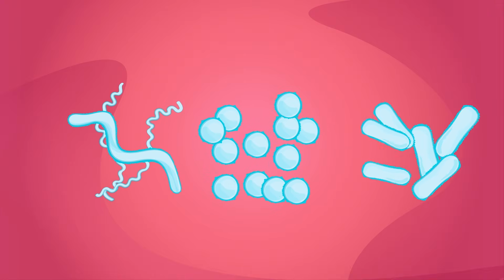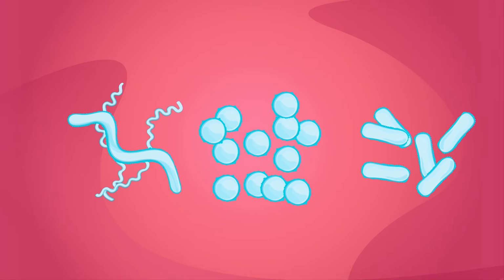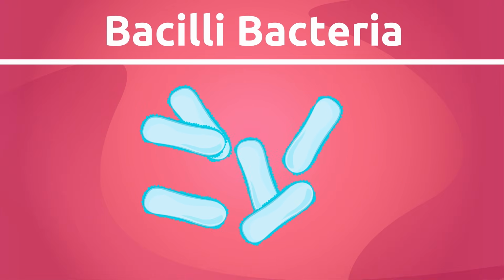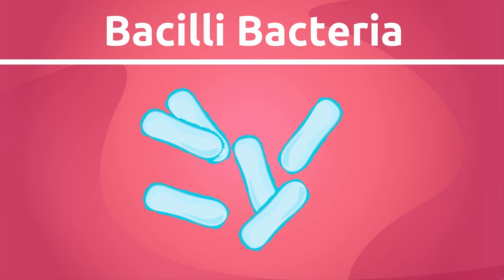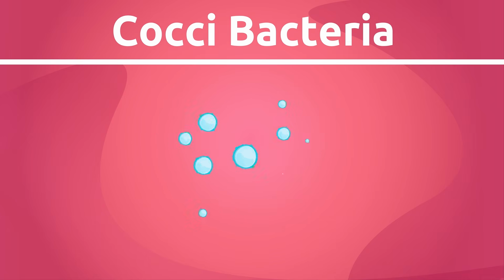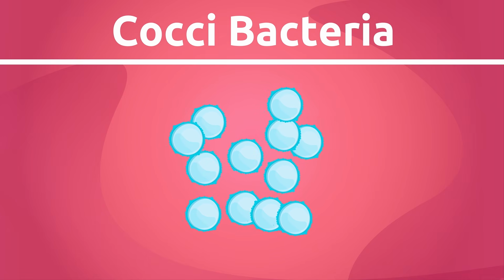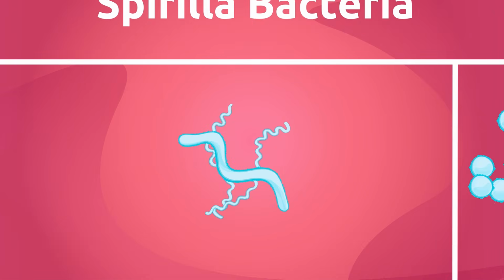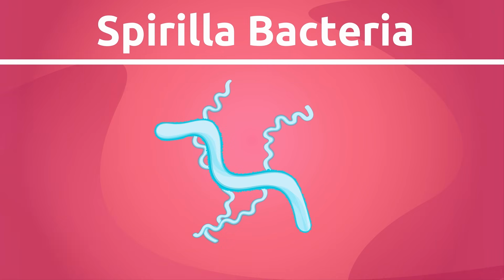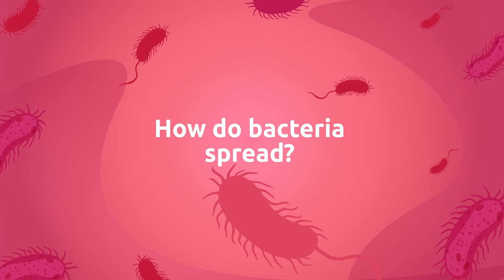There are several types of bacteria, which we classify in 3 groups. Bacilli bacteria. They are long, rod-shaped bacteria. Cocci bacteria. They are round-shaped, like a ball. Spirilla bacteria. They are spiral or S-shaped, like a spring. How do bacteria spread?